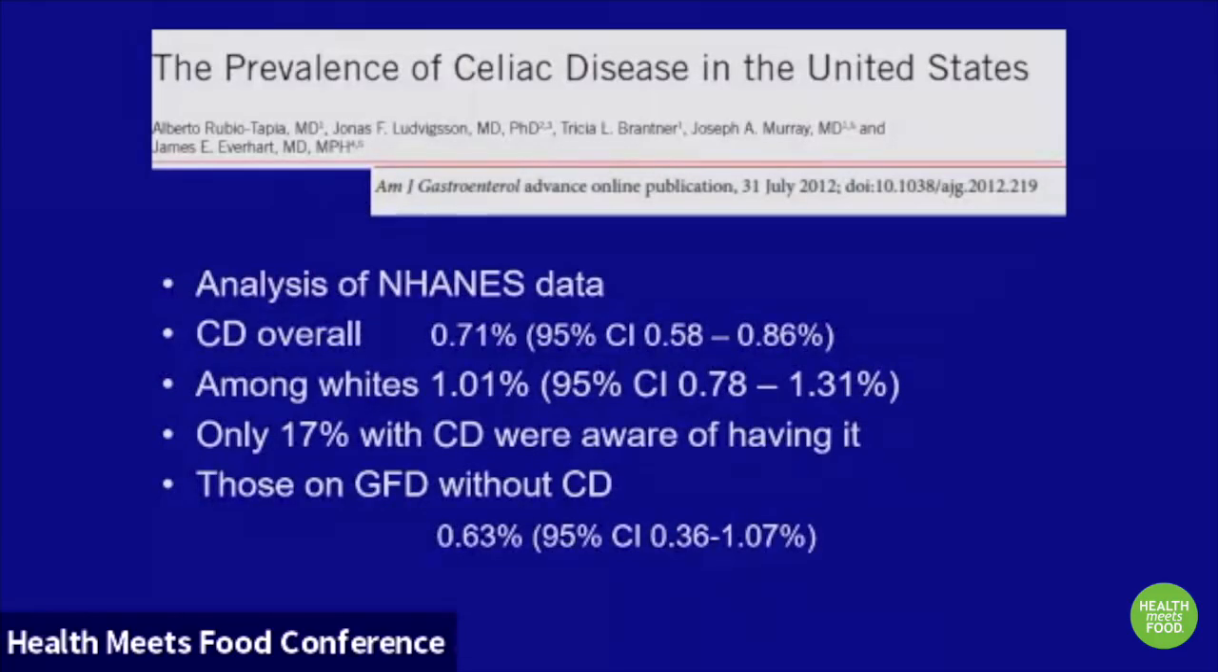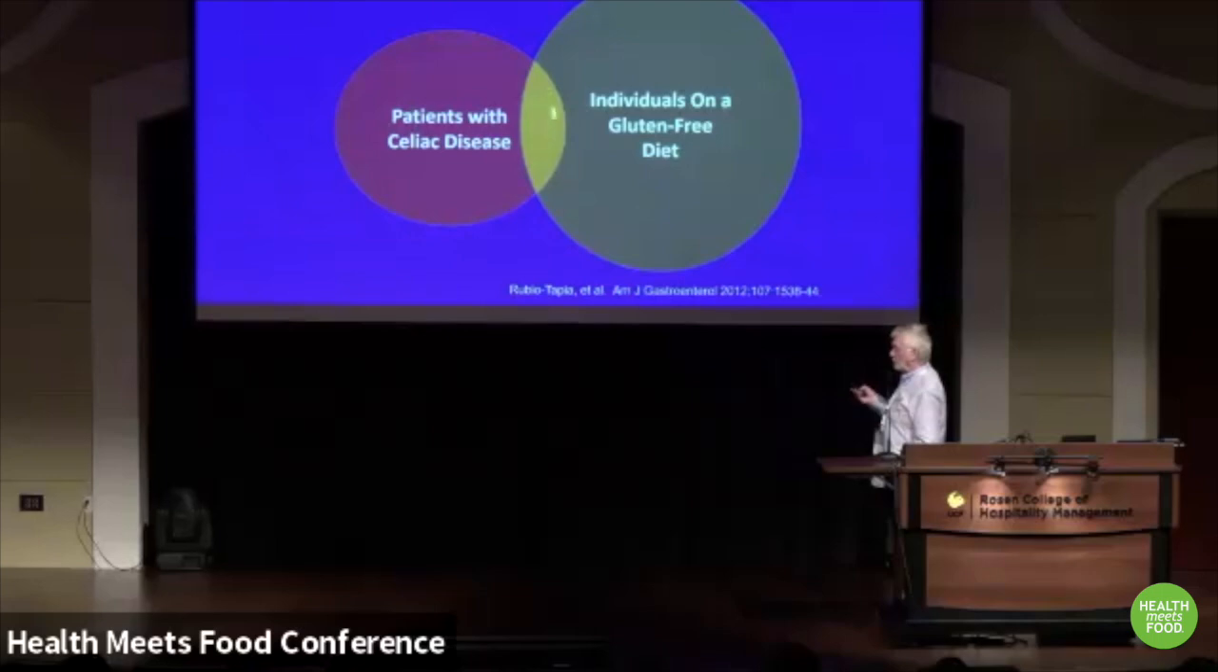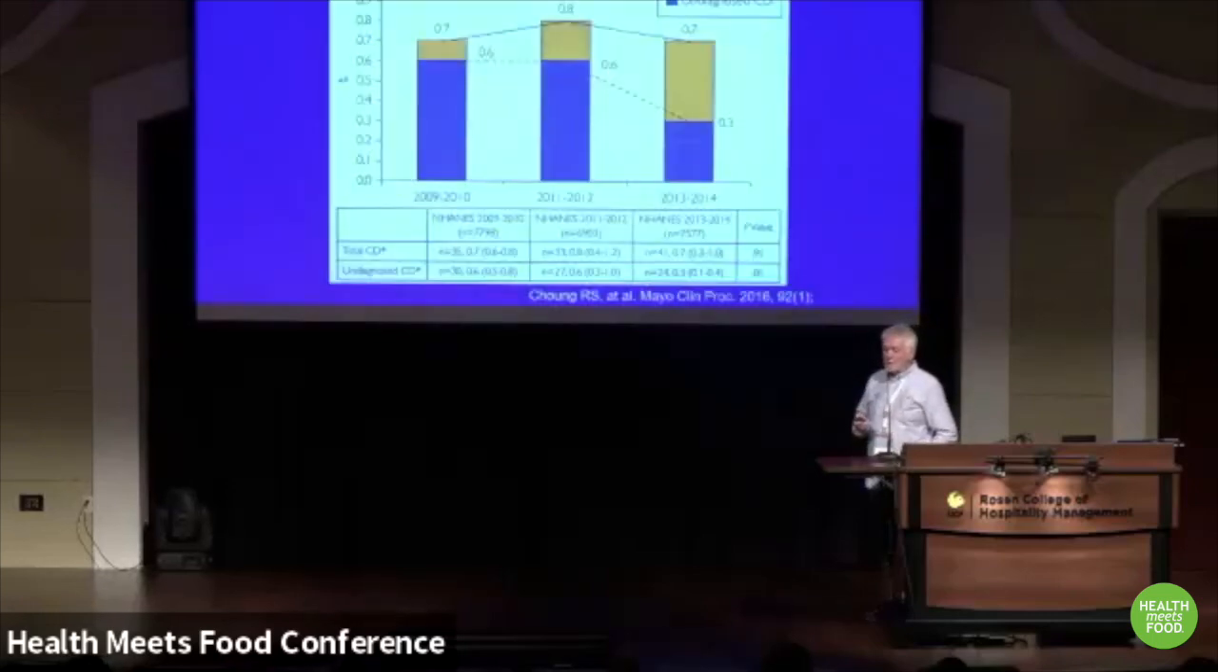And this represented over 1% of white people. But of all those people, only 17% with celiac disease had been diagnosed. So we had this picture of all these people with celiac disease, of which only a few were on a gluten-free diet, and there had been all these people who were on a gluten-free diet, but only a few had celiac disease.